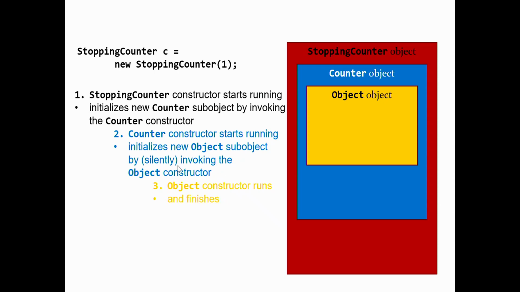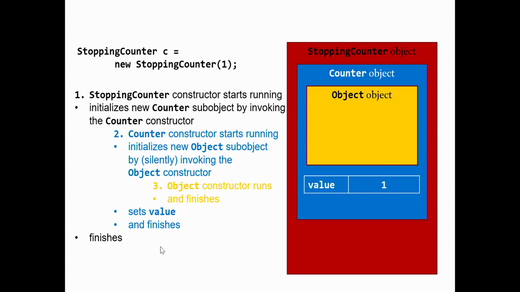And so now the counter constructor can actually start doing whatever work it needs to do. The counter constructor sets value to 1, and now it's done. So now what happens? The stopping counter constructor called the counter constructor, and now it can continue to run. It doesn't do anything else. All it does is call the counter constructor, so it's done now. And now your stopping counter object is complete.